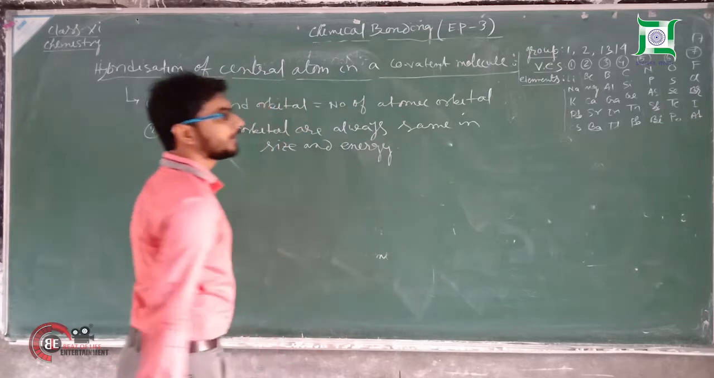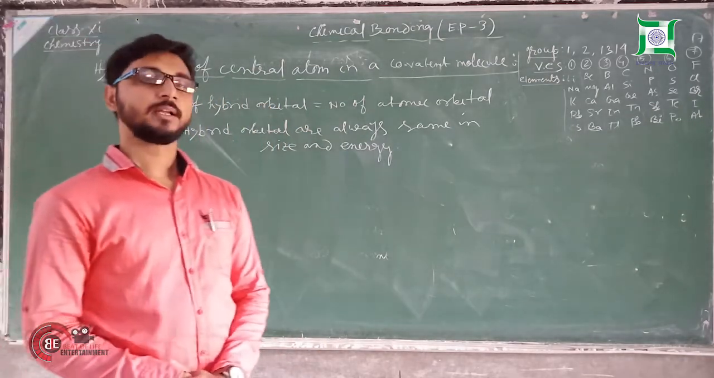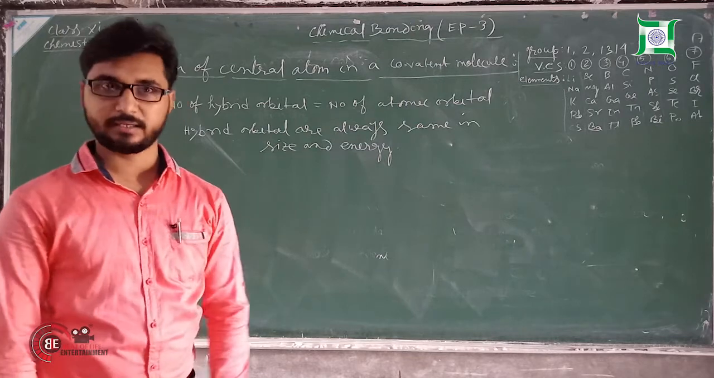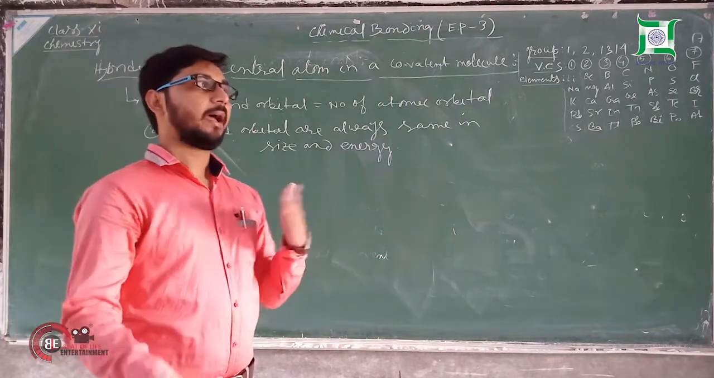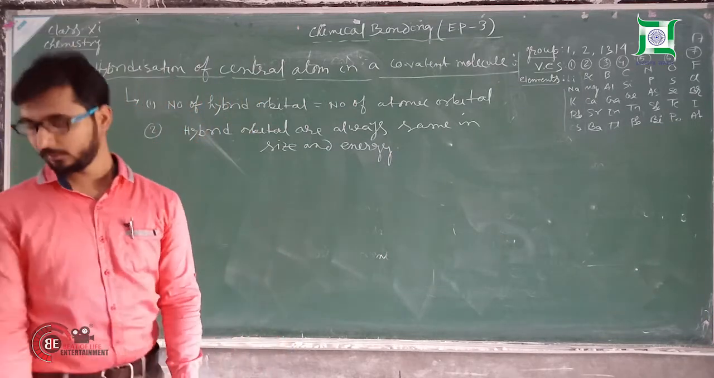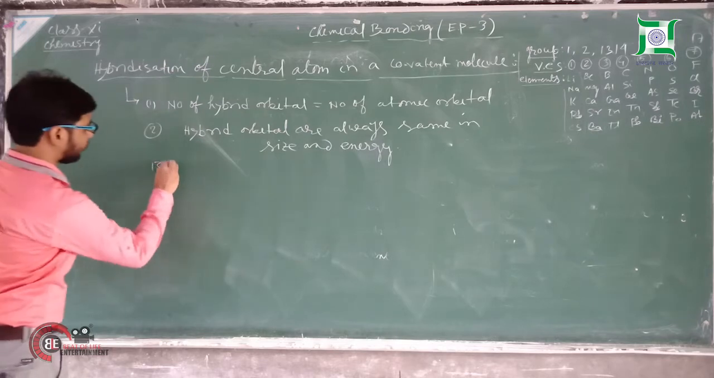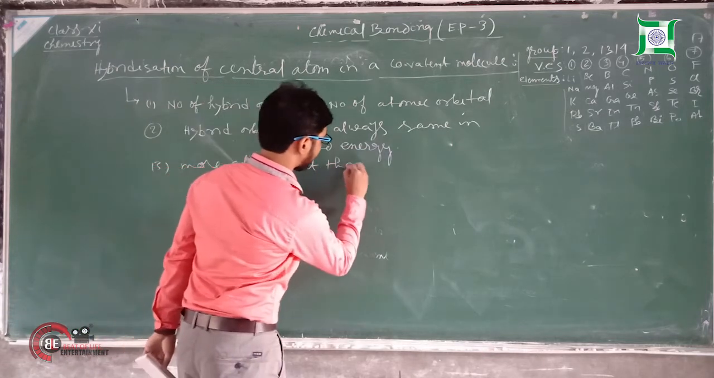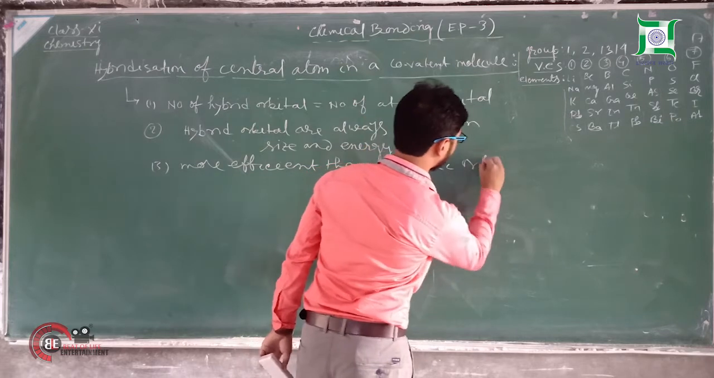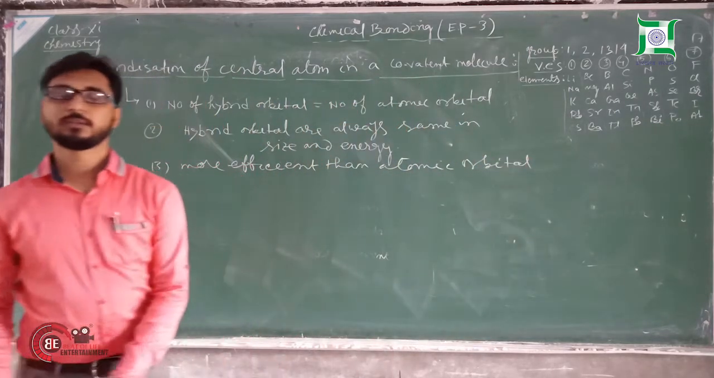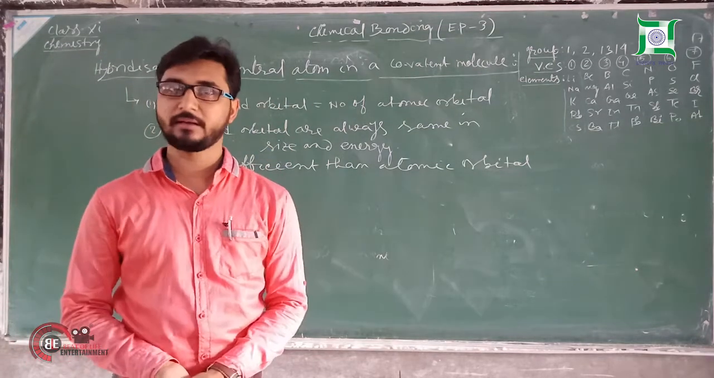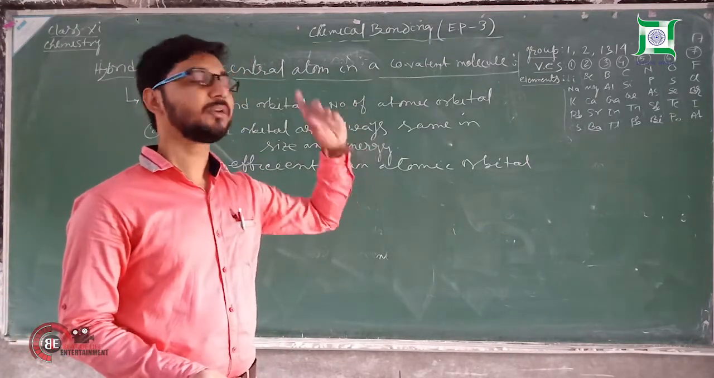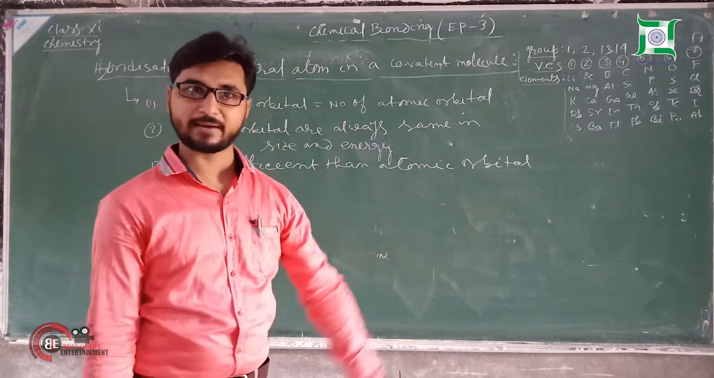energy. Second, the hybrid orbitals that are formed are all the same in size and equal in energy. That means all the orbitals will have the same size and they all have similar energy. Clear? Number 3, they are more efficient than atomic orbitals. The third one is that hybrid orbitals are formed by the mixing of more than one atomic orbital, and these hybrid orbitals are more efficient in bond formation than the individual atomic orbitals.